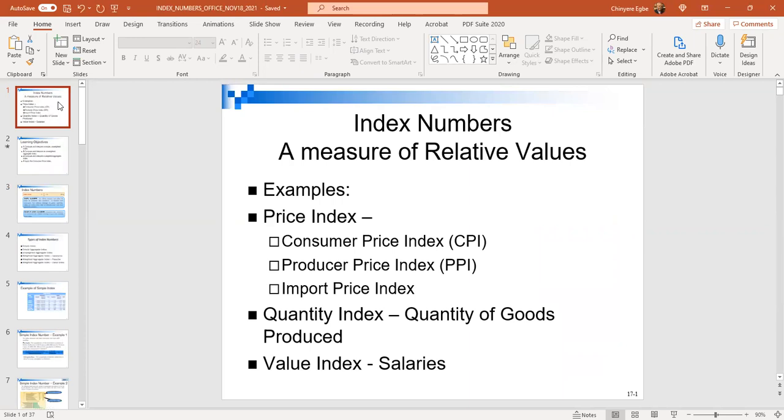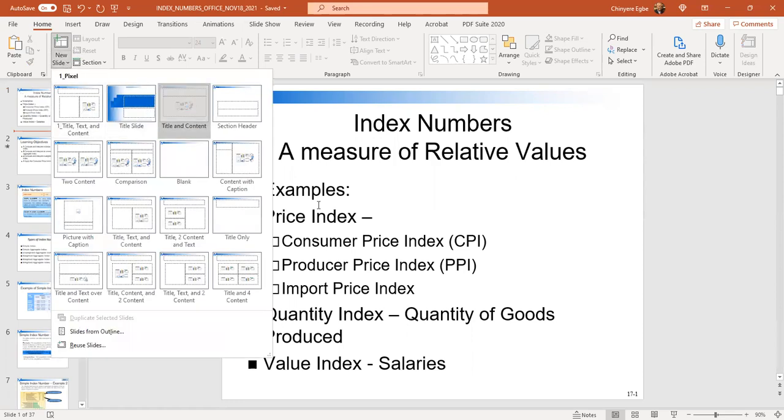Now, index number is really a measure of relative values. That is what it is. It's a measure of relative values. So when we say relative values, I'm going to provide some examples here of what we mean by relative values or how we use index numbers.